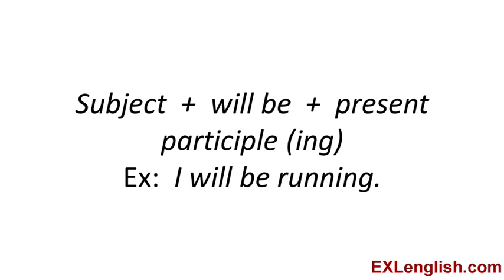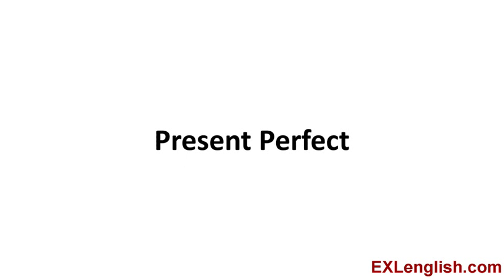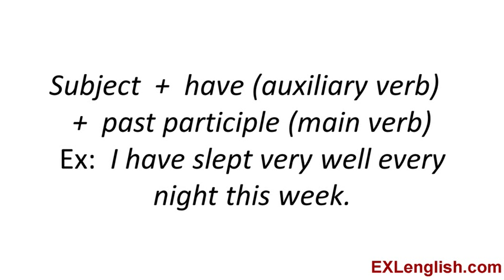And after that, we took a look at the present perfect. In the unit, Joyce's suspicions. It looks something like this. Subject plus have auxiliary verb plus past participle main verb. Example, I have slept very well every night this week. If you have any questions or doubts, you can go back and take a look at those lessons.